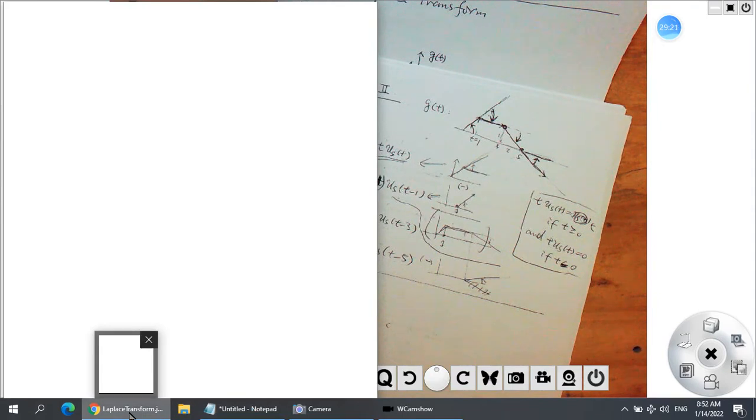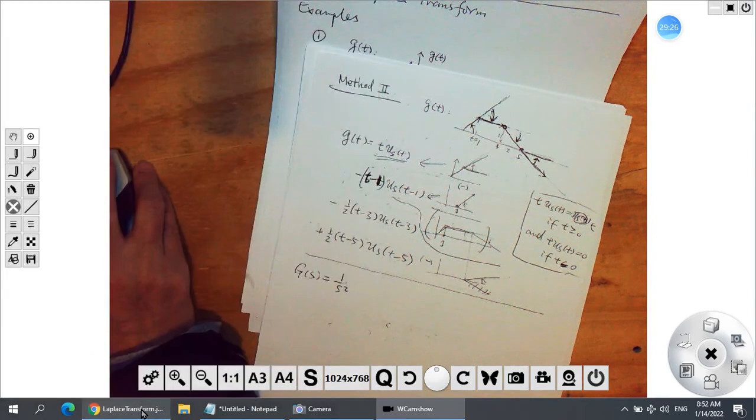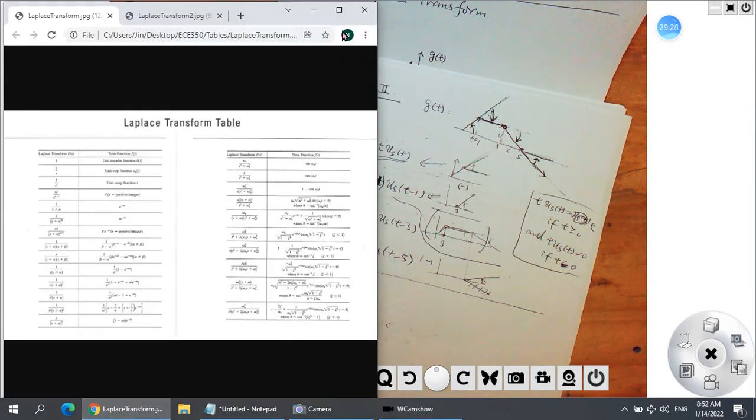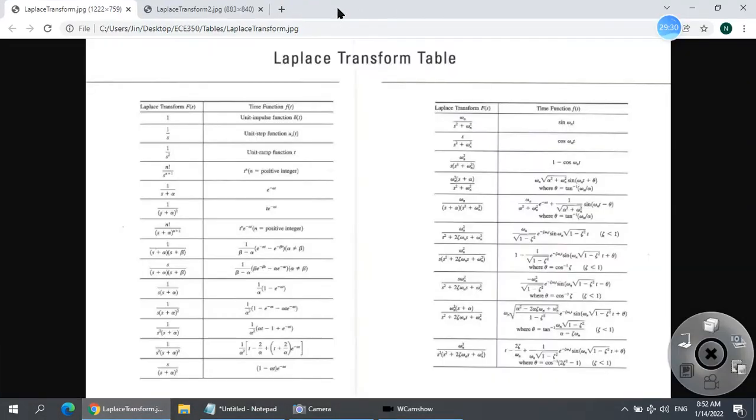Yeah. Sorry, the computer. What's wrong? Oh, see. It's a lot.